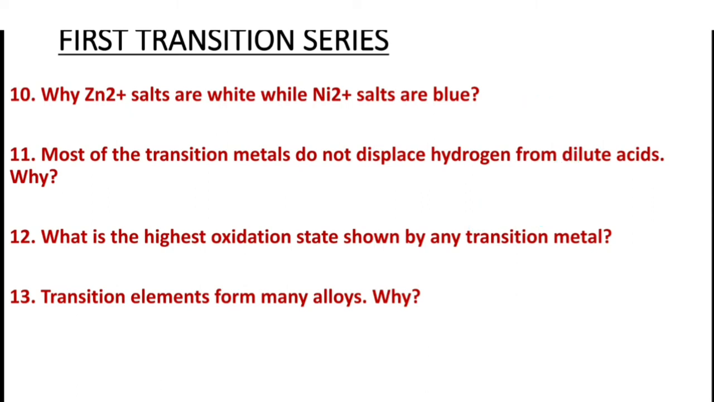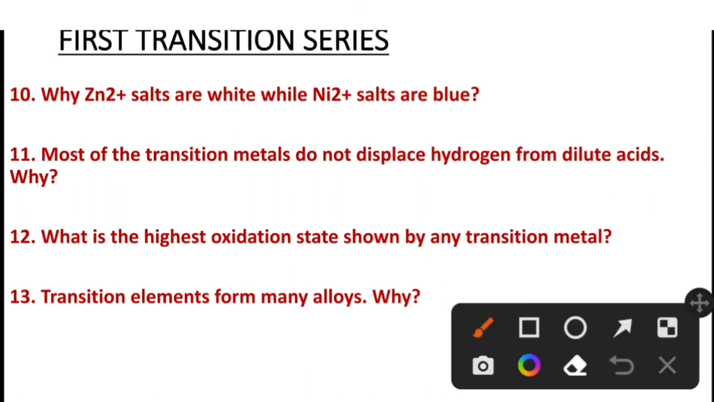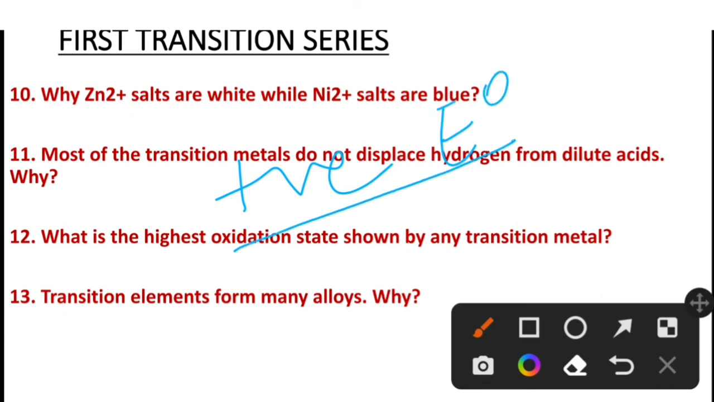The next question. Most of the transition metals do not displace hydrogen from dilute acids. Why? See, this particular question could be answered with the help of the reduction potential values. So it has been observed that most of the transition metals have positive reduction potentials, and accordingly they cannot displace hydrogen from dilute acids easily.